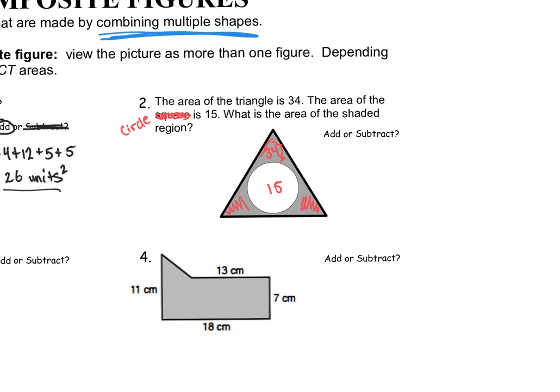So we're going to have to take away the circle. So this time we are going to subtract, not add. So you would do, okay, well the total area for the triangle, area of the triangle minus the area of the circle. So 34 minus 15, which is 17 units squared. And that would be the area of the shaded region.